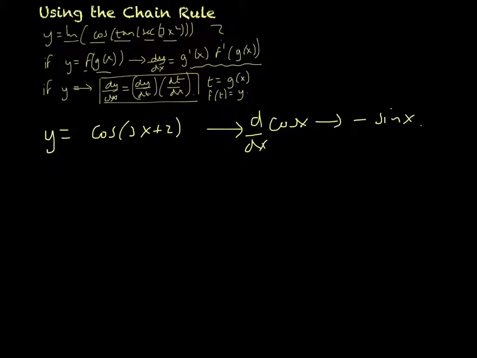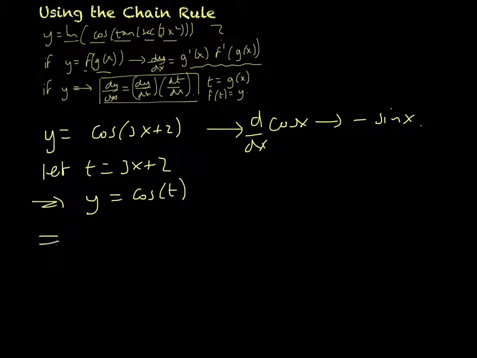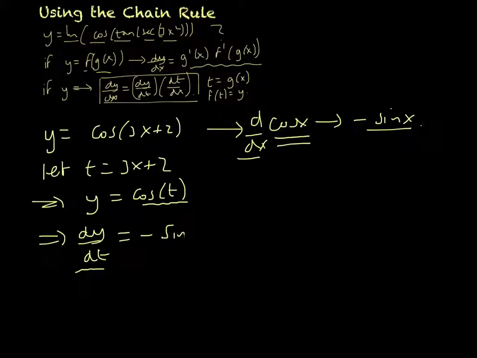Okay, that's a good start. So if I let t be 3x plus 2, I'm now saying that y equals cos of t. Now, if we differentiate y with respect to t then, so dy over dt, because cos is a function of t at the moment, then it's fine. We can differentiate this as normal. So as we've said, cos x with respect to x goes to minus sine x, so therefore cos t with respect to t goes to minus sine t.